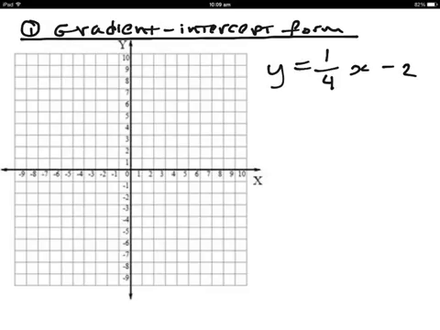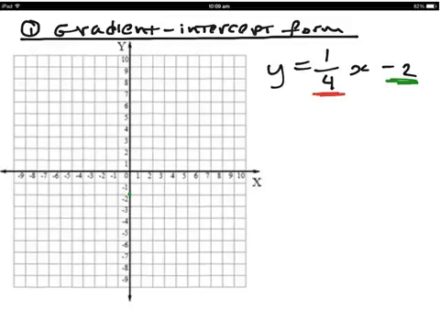If you're given an equation in what we call gradient intercept form, in other words, y equals mx plus c, there's the gradient there, and there is the intercept with the y-axis. So we can use those things to place the line. And we start off with the intercept. We know that it cuts the y-axis at -2. So that's our starting point there.